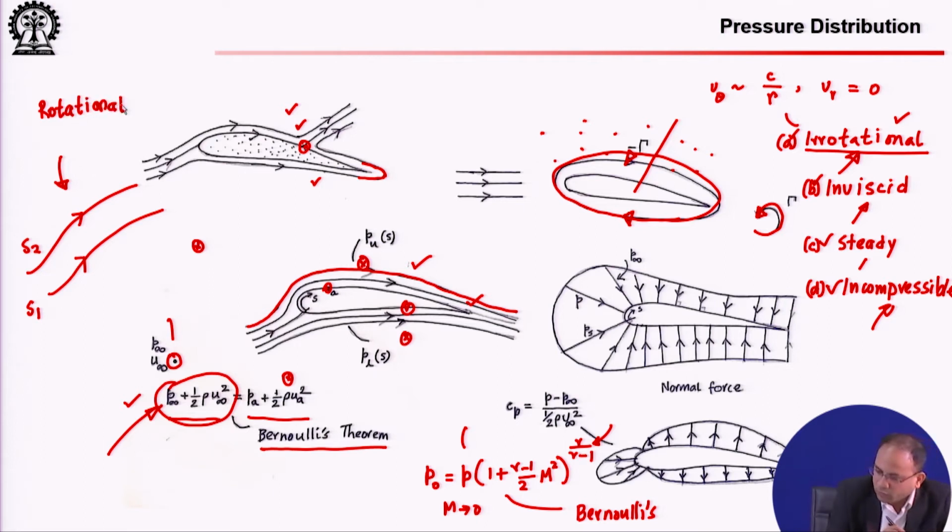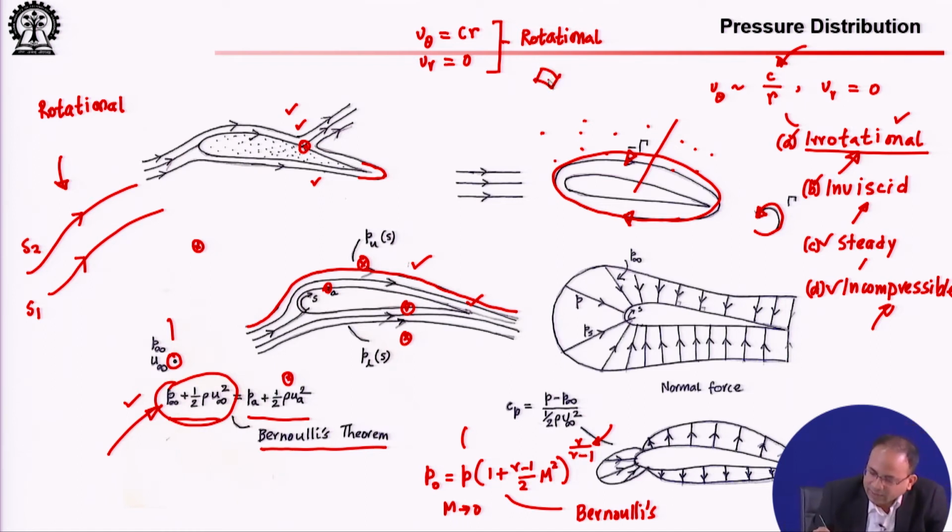and I will not prove it right now, but if you have a flow field where V theta is C times R instead of C by R. So, here your V theta was C by R. If you have a flow field like this, you can show that it is a rotational flow field. So, what does rotational mean in that sense? If you take a small chunk of fluid element, you will see that this element is actually exhibiting some kind of angular velocity.